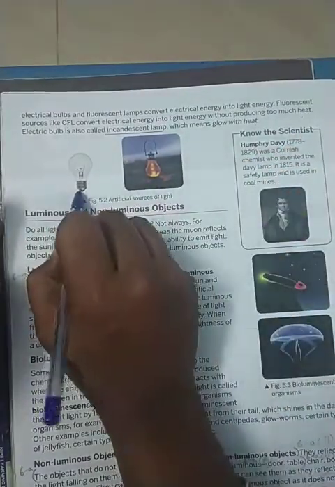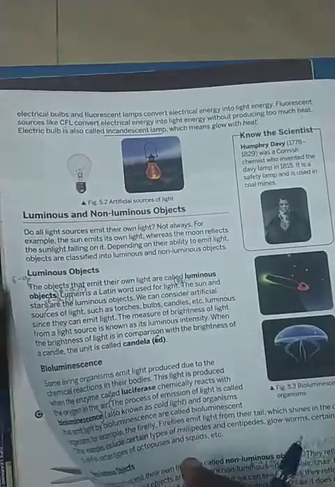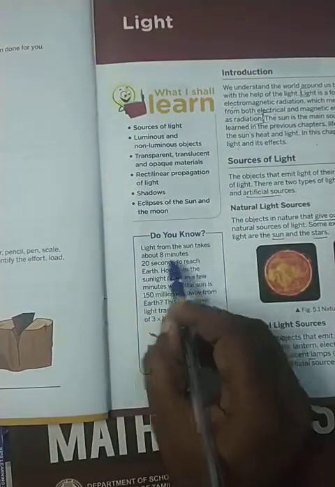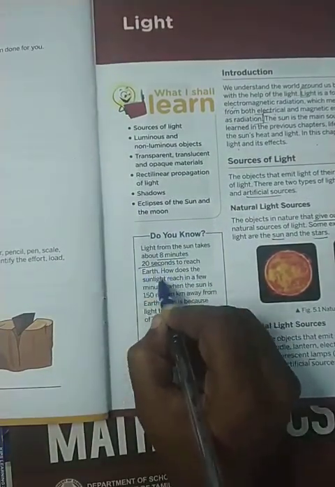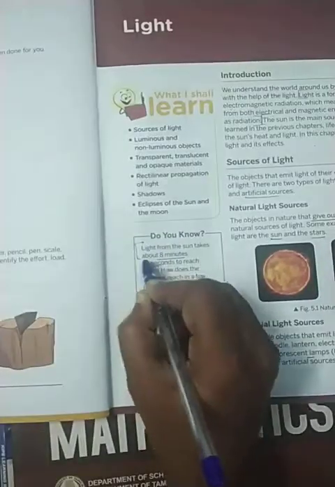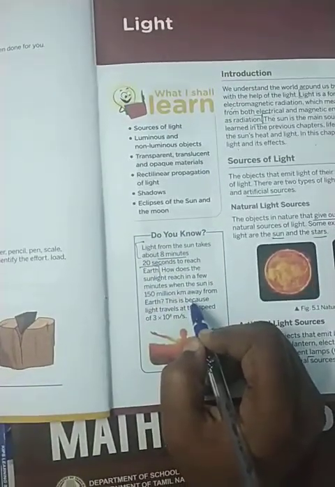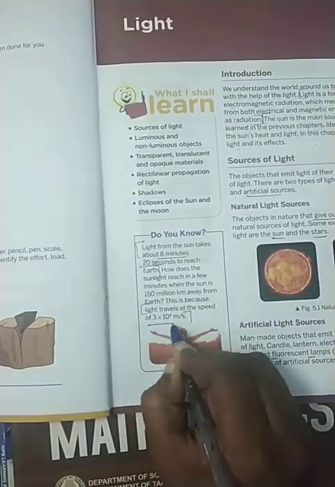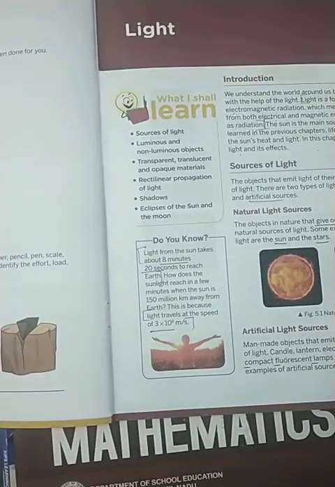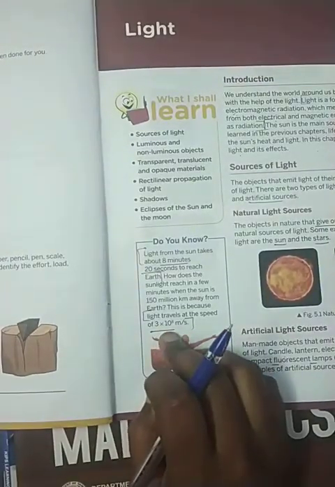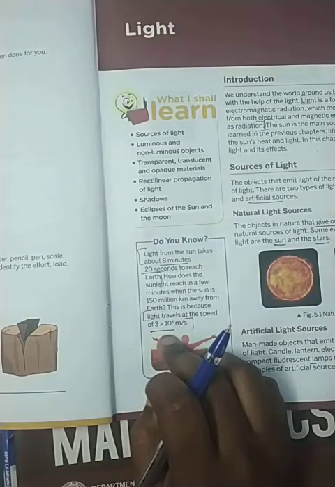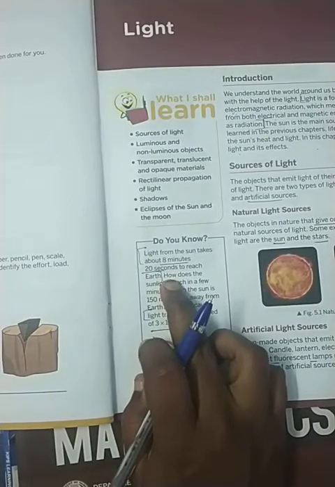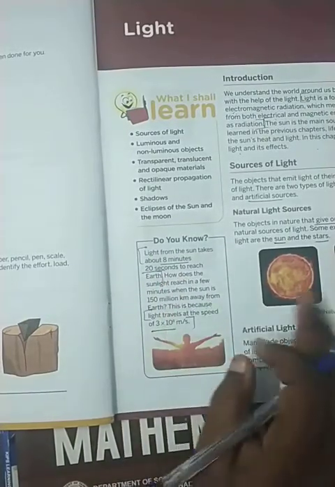So what are the artificial sources? We have the incandescent bulb and the CFL bulb. Now, there is one more point, do you know what this is? Light from the sun takes 8 minutes 20 seconds to reach earth. This much you should know. And the speed of light, that is light travels at the speed of 3 into 10 power 8 meter per second. You should know these 2 points. Light travels at the speed of 3 into 10 power 8 meter per second, and light reaches our earth in 8 minutes 20 seconds.